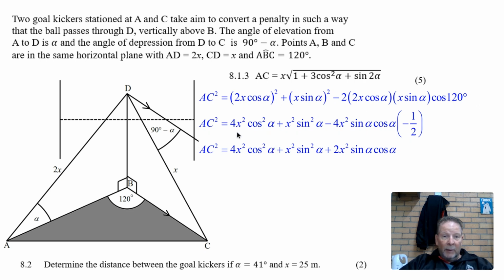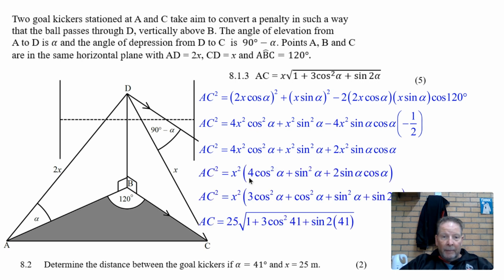Now multiply it out. We get 4x squared, we get x squared, we get 2 times 2x times x, that's 4x squared. We've got a sine and a cosine. The cosine of 120 degrees is minus a half. And minus a half times 4 is 2. Now look at all this here. What if we factor x squared out? Then we'd have 4 cos squared plus sine squared. If we factor x squared, we have 2 sine cos. But 2 sine cos, that's your sine 2 alpha. Oh, that's nice.